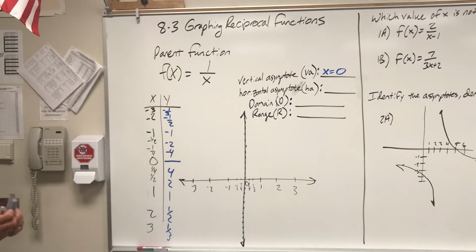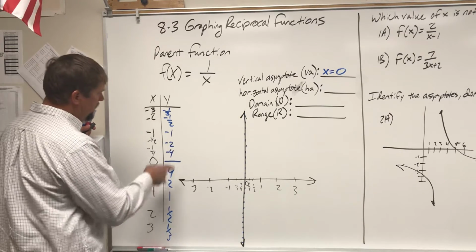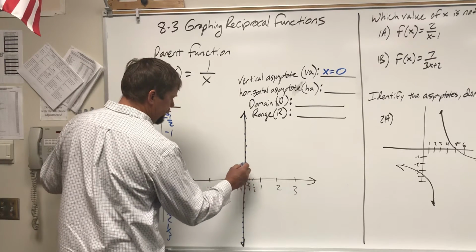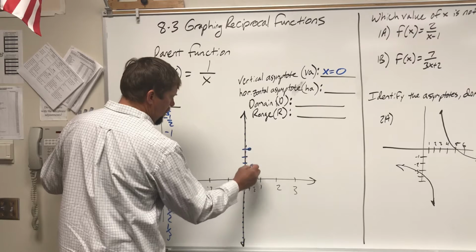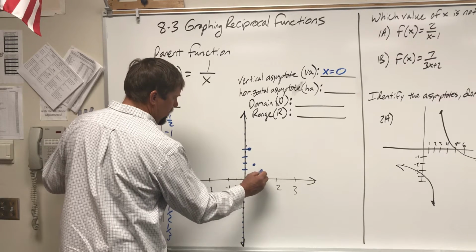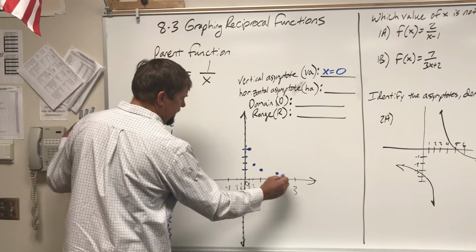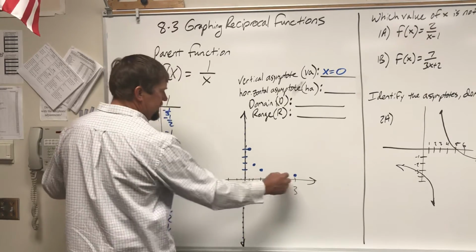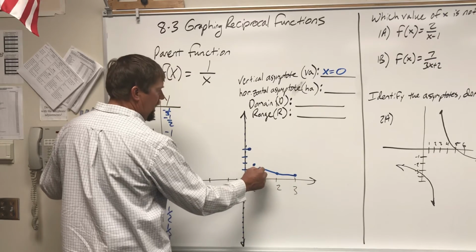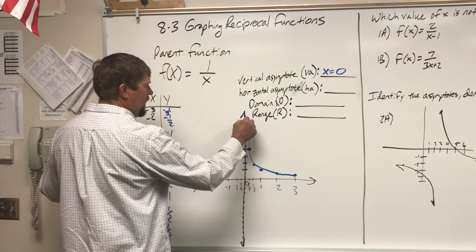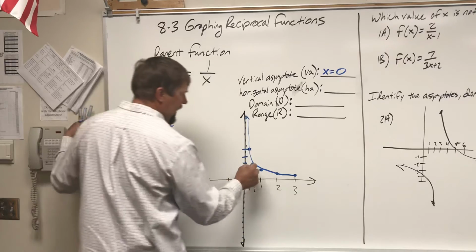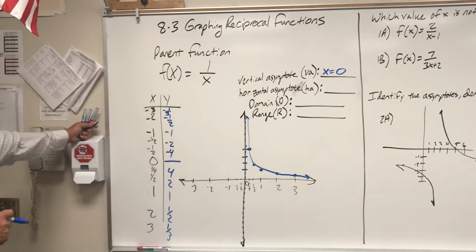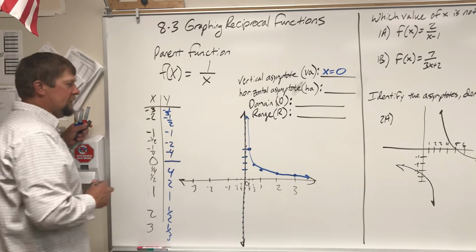Okay? And now I'm going to put in these points. If you put in these points, at 1/4 you get 4, 1/2 you get 2, 1 you get 1, 2 you get 1/2, 3 you get 1/3. What happens is, because x can't be 0, as you go this way, the smaller x gets, the larger y gets. As you go this direction, the larger x gets, the smaller y gets.